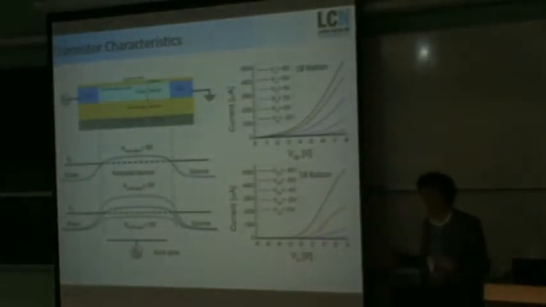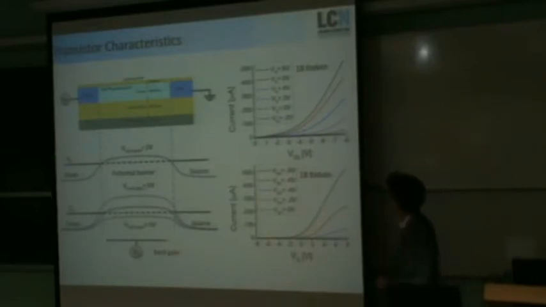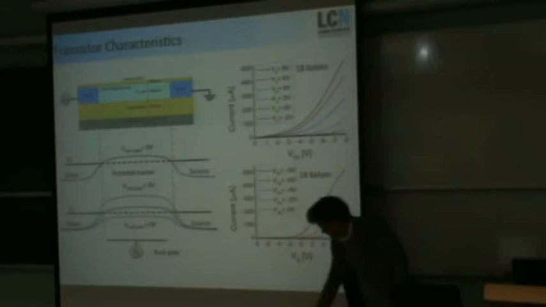So basically, if you cool these devices down to a moderate temperature, I think 18 Kelvin, you see transistor characteristics as a function of the backgate bias and the source drain bias. Quite standard stuff, nothing too sophisticated there.